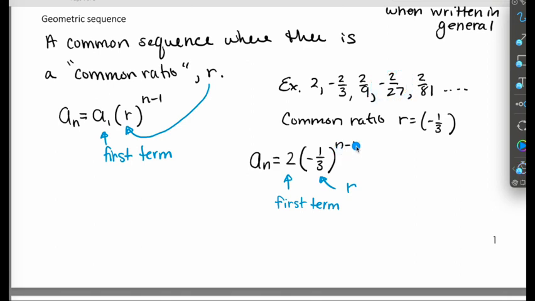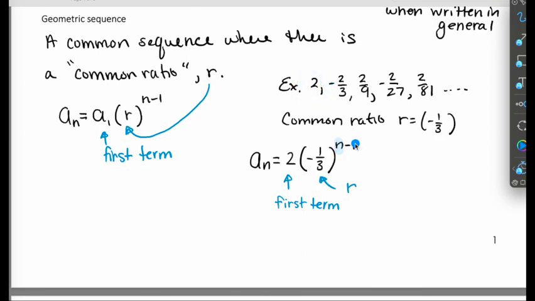So I get 4 minus 1 is 3. If I raise -1/3 to the third power, that's going to give me -1/27. And when I multiply it by 2, I get -2/27. So it works. If I plug in 1 to get my first term, I plug in 1 here.